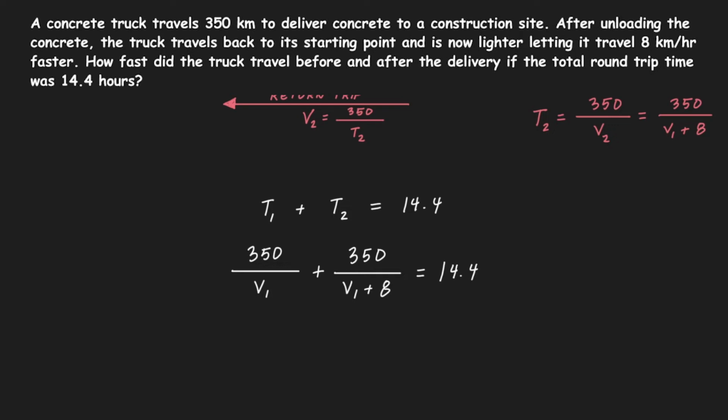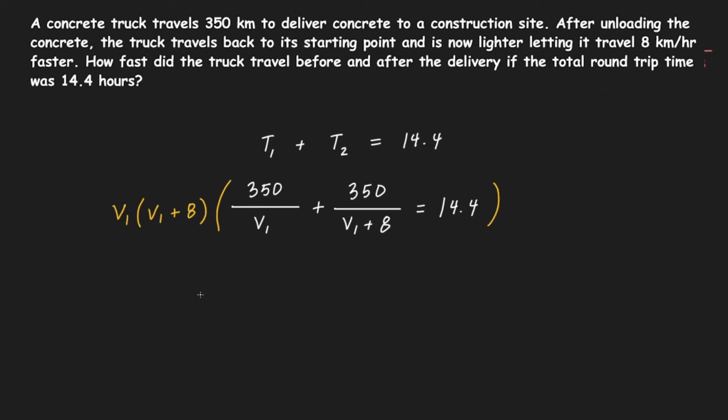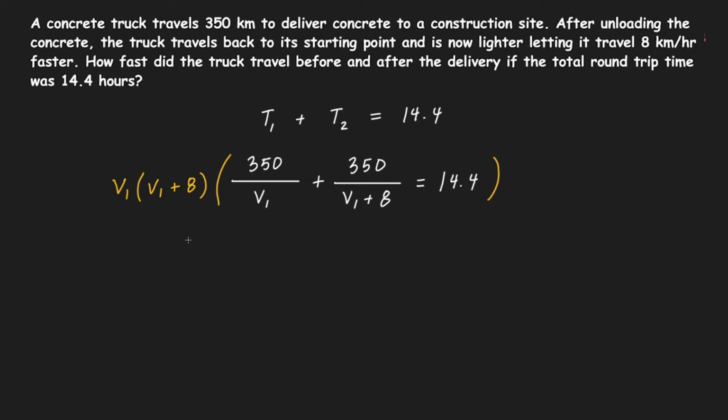And now you can see that we have lots of fractions on the left side of the equation. So what we need to do is multiply the whole equation by the LCD, which is V1 multiplied by V1 plus 8. Getting rid of all the fractions, we get 350 multiplied by V1 plus 8 plus 350 V1 is equal to 14.4 multiplied by V1 multiplied by V1 plus 8.